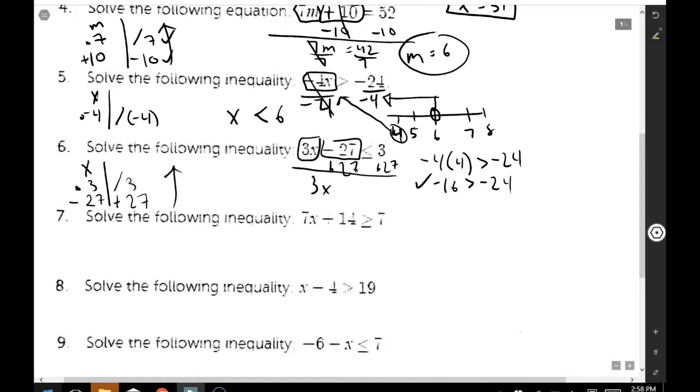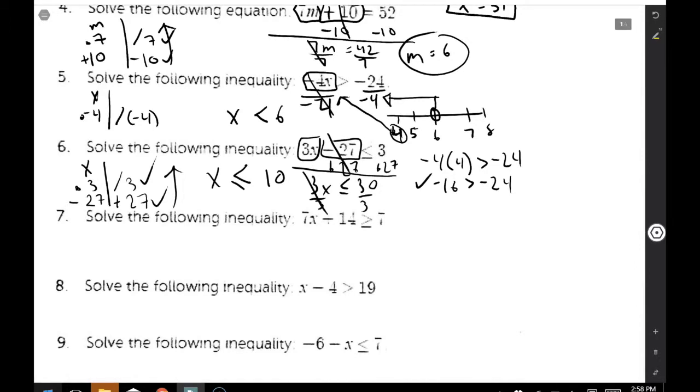I get 3x. That becomes 0 is less than or equal to 3 plus 27 is 30. I divide both sides by 3. Okay, I just added 27. I just divide by 3. 3x divided by 3 is just x. 30 divided by 3 is 10. And since I didn't divide by a negative number, I keep my inequality sign the same. So x is less than or equal to 10.